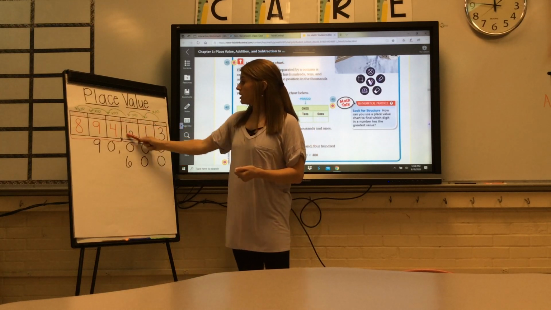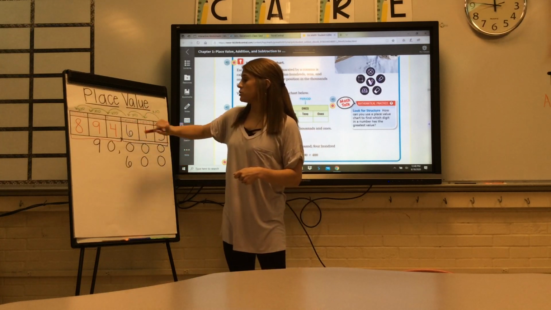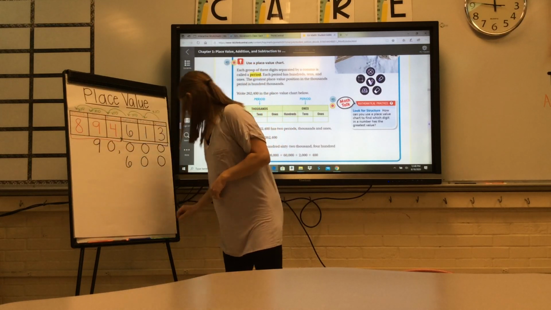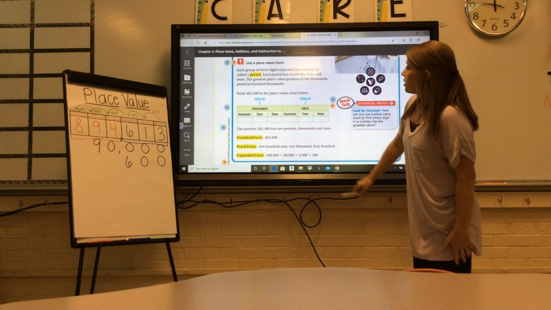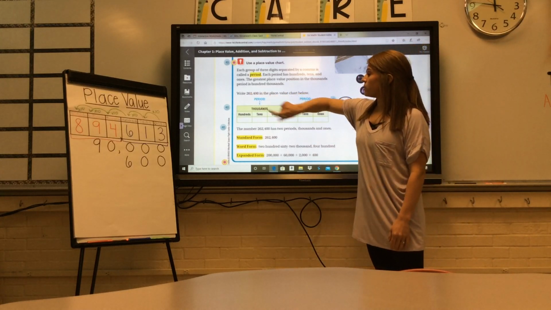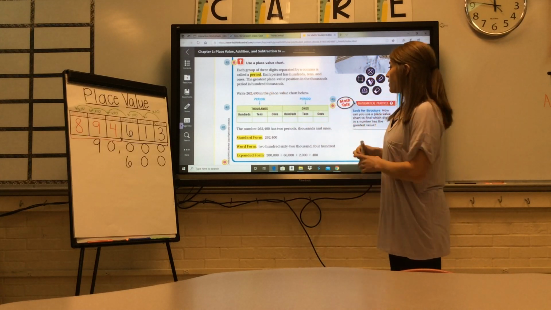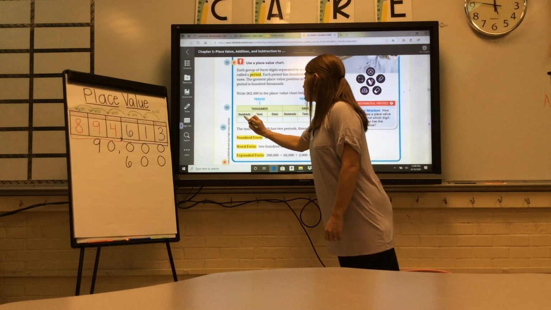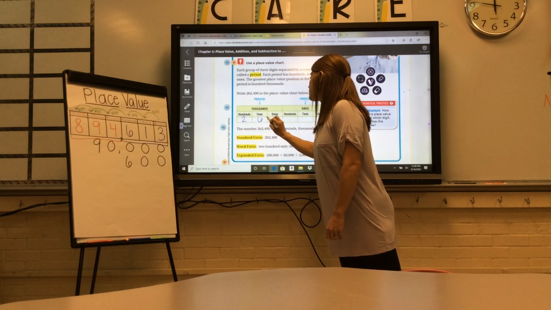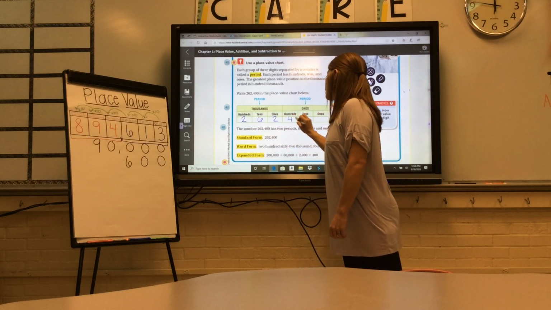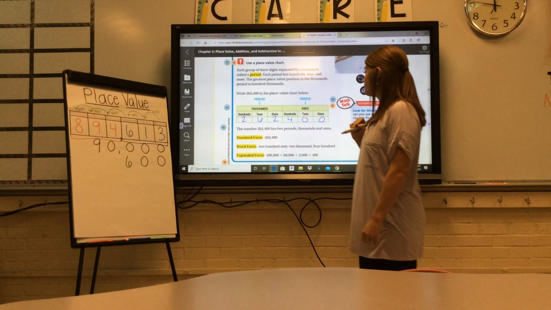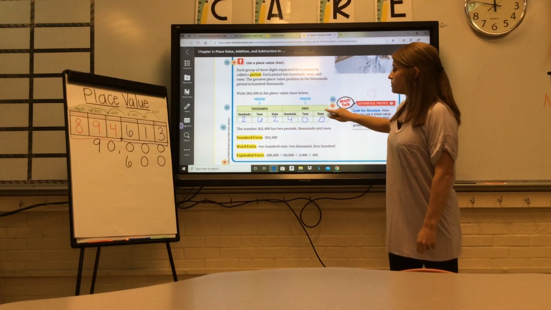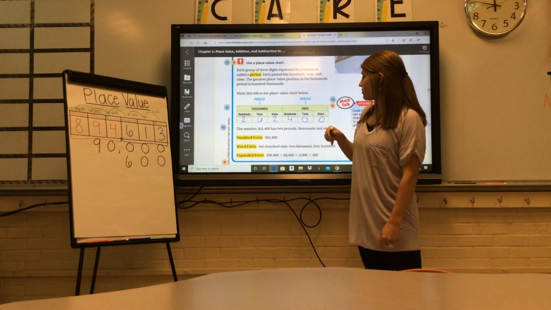So we've got the ones period, which is our ones, tens, and hundreds, and we've got our thousands period, which is thousands, 10,000s, and 100,000s. Okay? So they want us to write 262,400 in the place value chart below. So I'm going to go ahead and do that. We've got 262,400. Okay? It's got 2 periods. We've got numbers in the ones period, and then we've got numbers in the thousands period.